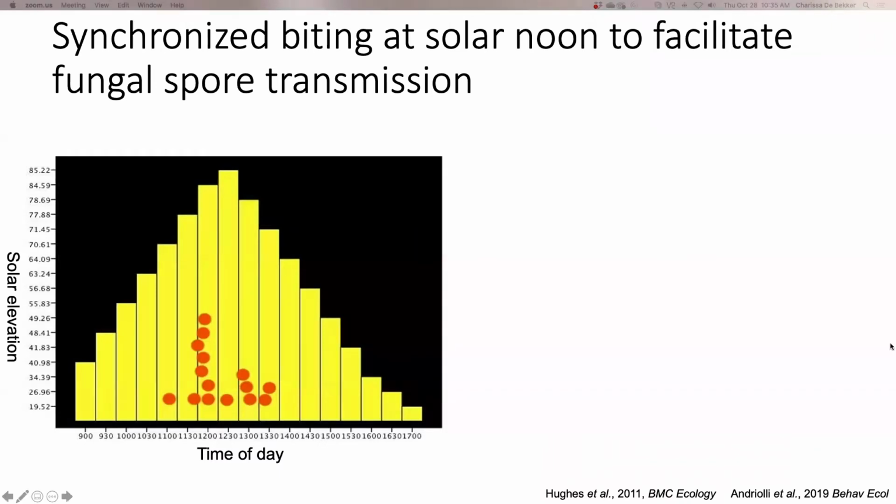This is work done by David Hughes in the past in ants that get infected in Thailand. These are arboreal species, but the infected ants seem to be coming down to the forest floor. So they followed those ants that would come down to the forest floor to see where they end up, and recorded the time of day when they would actually show this biting behavior. And when they plotted it against solar elevation, they found that this happened around solar noon.